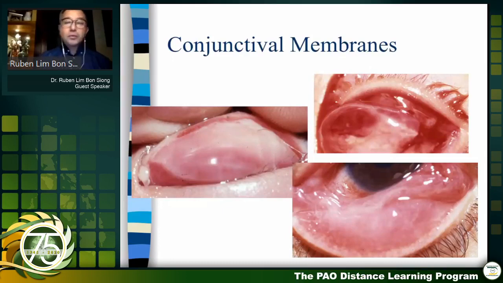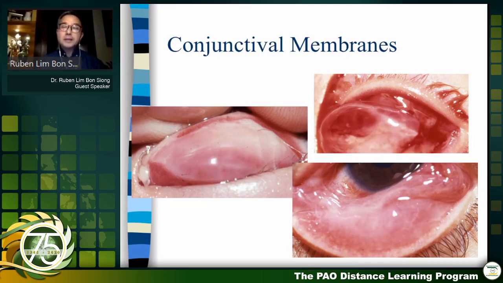What's difficult will be the conjunctival membranes. When you see this, you should ask the patient to come in. This will need a face-to-face consult, because you cannot just let it be. You really have to physically strip the membranes.